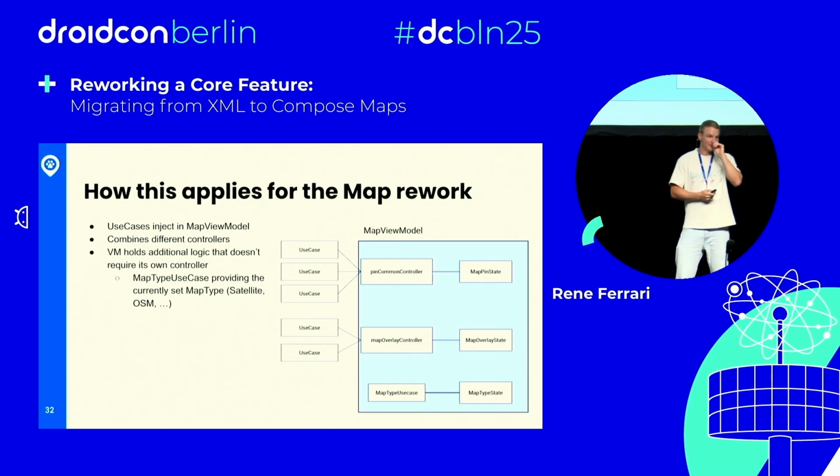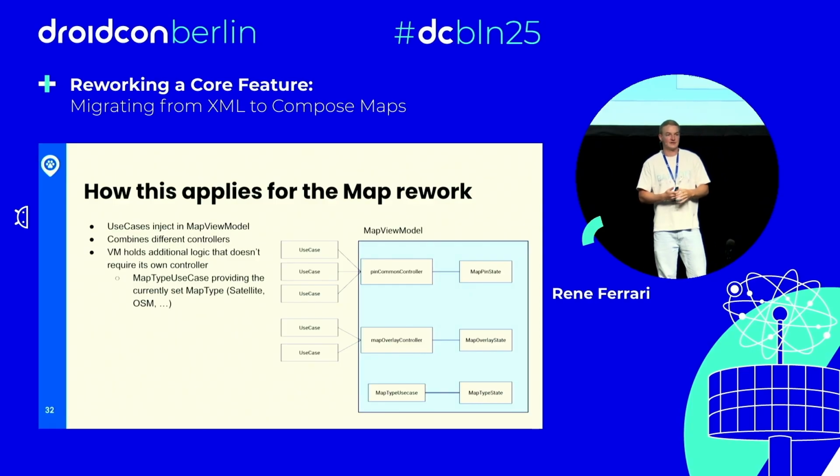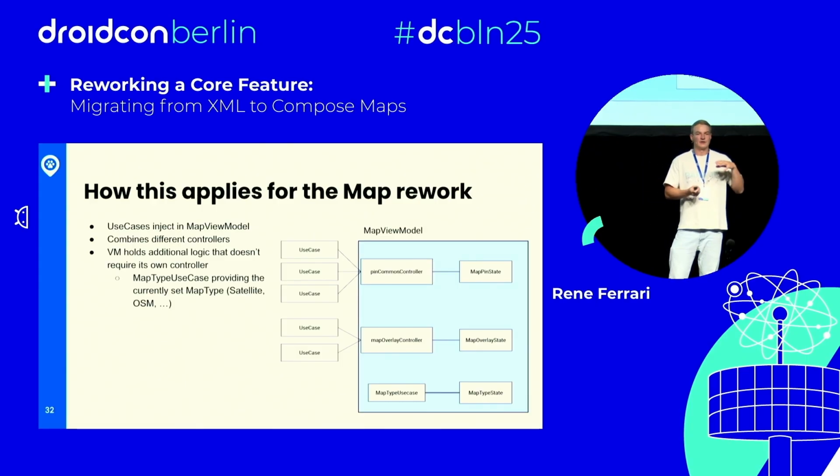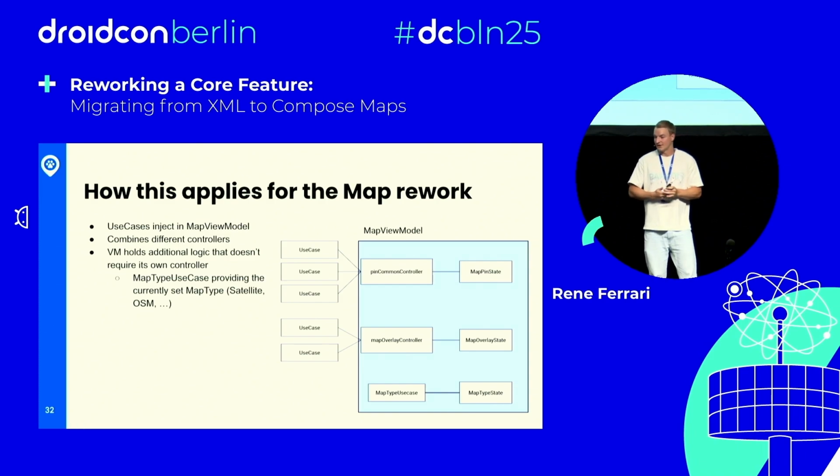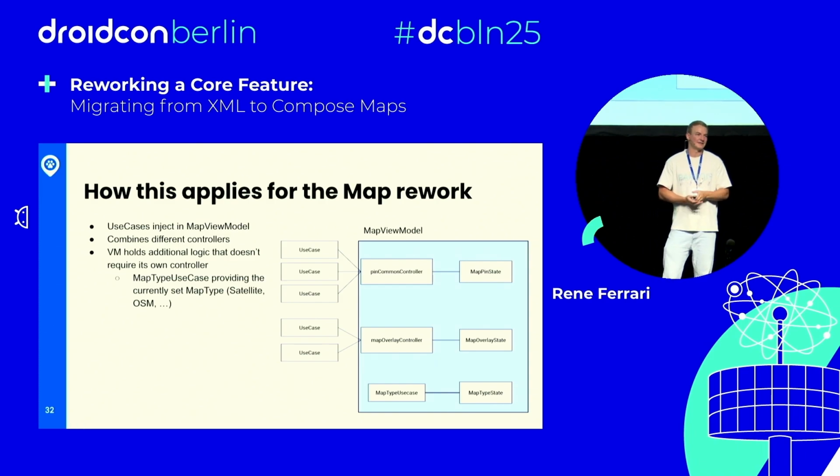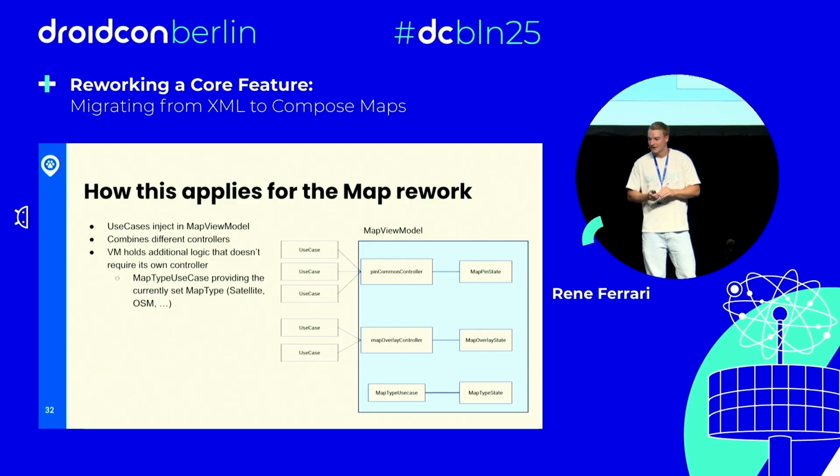Now, how this applies for the map rework. At the core, I have the map view model, which has different controllers. I have one pin common controller, which is shared across different features. They reuse the same controller to draw map markers. And I have the overlay controller, which takes care of all the drawing on the map itself. What I mean by that is the danger reports or the geofences we talked about before, all the polylines, everything is handled by it. And I have other logic classes that don't deserve their own controller, like the map type, as I mentioned before, because it's just too small, it wouldn't be worth defining a whole controller for that. So that's how we do it now.